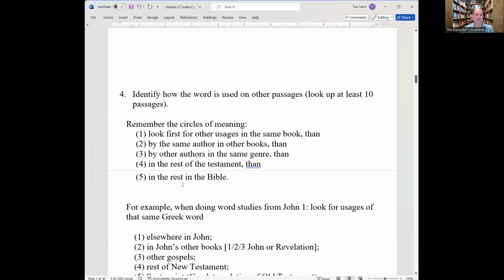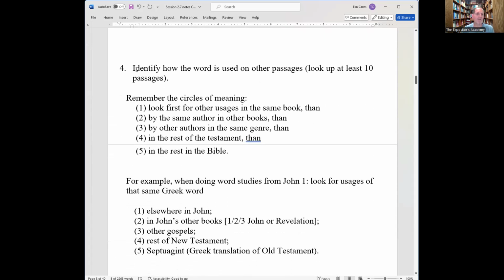Then, here's a key step: identify how the word is used in other passages. I put here, look up at least 10 passages and how that particular word is used. And with that, remember, this is the key: the circles of meaning. So you've got a particular word that you want to study.